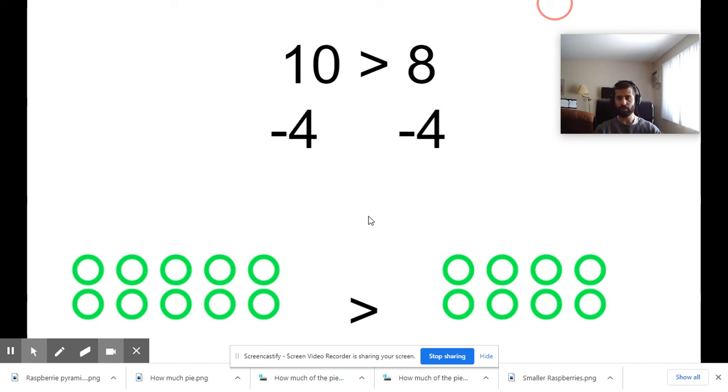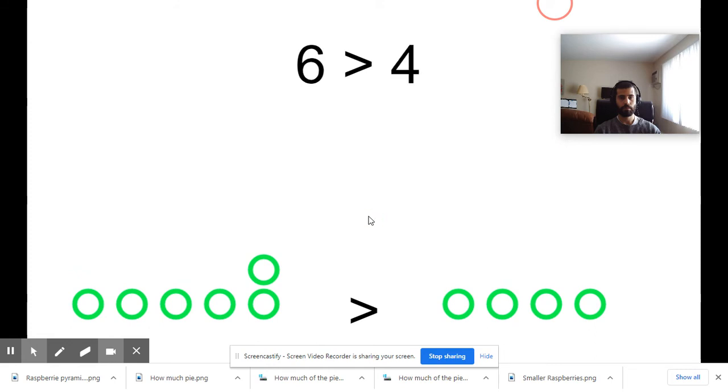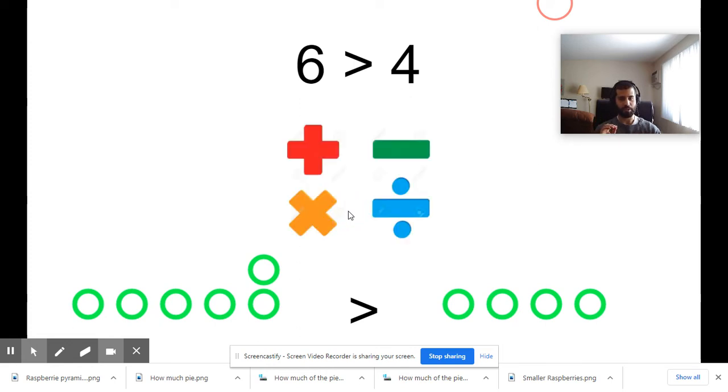Now, can we subtract from both sides? Yeah, 6 is greater than 4. So all of our operations with positive numbers can be done just as we would with an equation when it's an inequality, when the sign is not an equal sign, but instead a greater than or less than sign. But what happens when we introduce negative numbers?